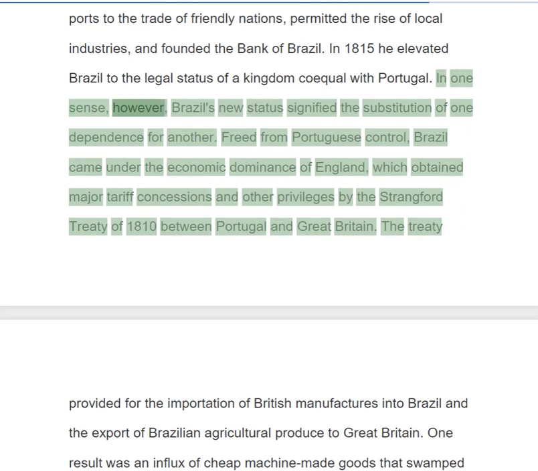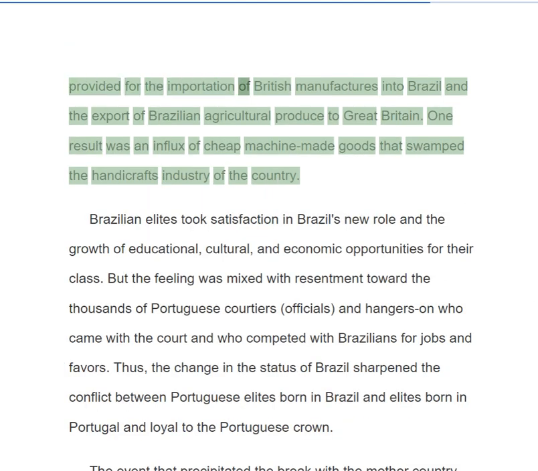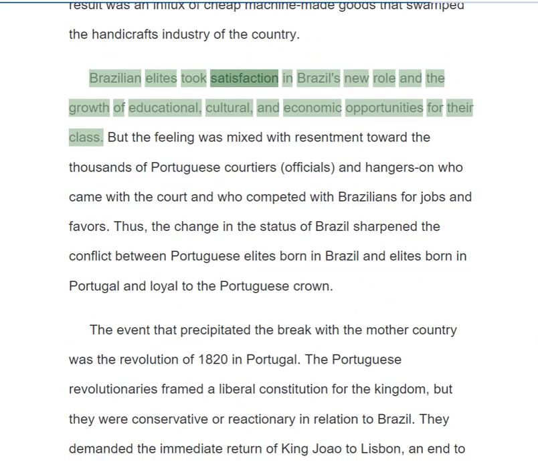In one sense, however, Brazil's new status signified the substitution of one dependence for another. Freed from Portuguese control, Brazil came under the economic dominance of England, which obtained major tariff concessions and other privileges by the Strangford Treaty of 1810 between Portugal and Great Britain. The treaty provided for the importation of British manufactures into Brazil and the export of Brazilian agricultural produce to Great Britain. One result was an influx of cheap machine-made goods that swamped the handicrafts industry of the country. Brazilian elites took satisfaction in Brazil's new role and the growth of educational, cultural, and economic opportunities for their class.